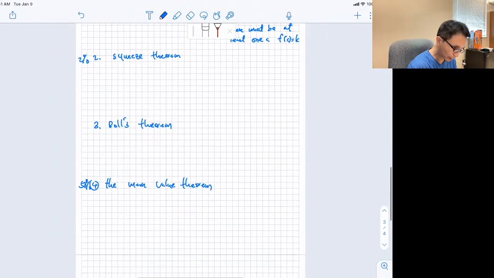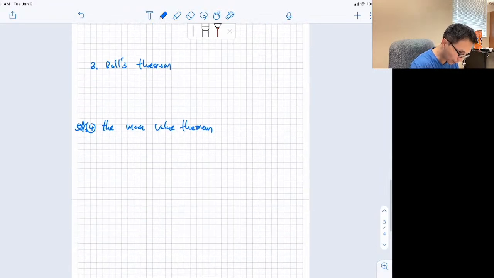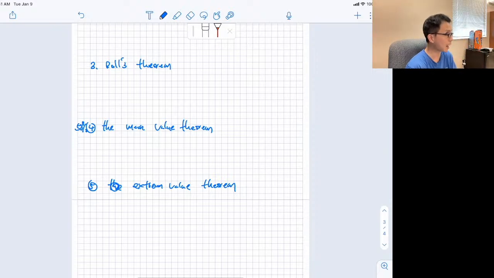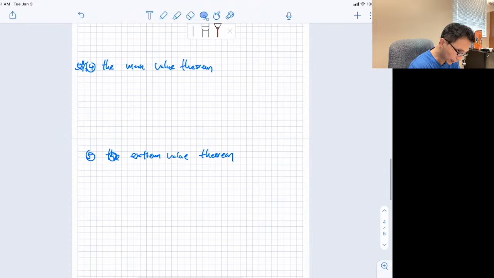But the major thing we're going to talk about today is the extreme value theorem. Extreme value theorem, that happens all the time. Now, what is the extreme value theorem? The extreme value theorem is very, very easy.